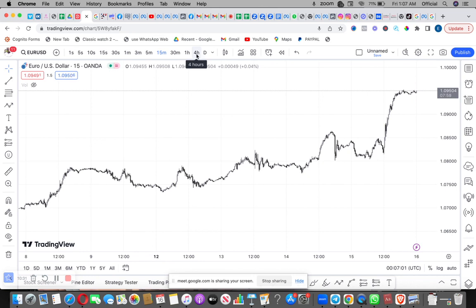So basically, you can use the 4 hours as a day trader and the 1 hour as a day trader. Then you can also use the 30 minutes and the 15 minutes. But I strongly suggest that you use the 5, 3, and 1 minute as your execution time frame.